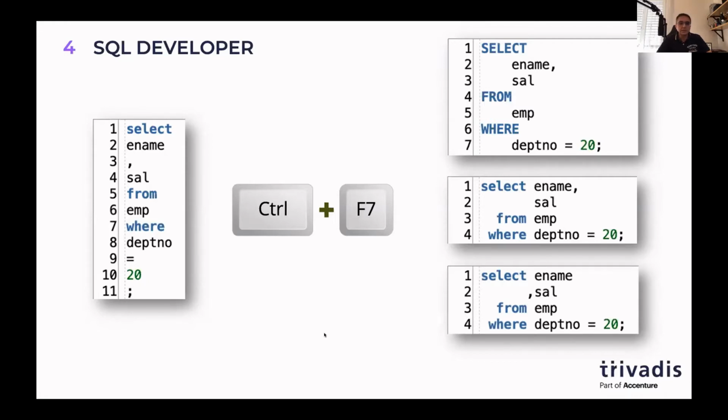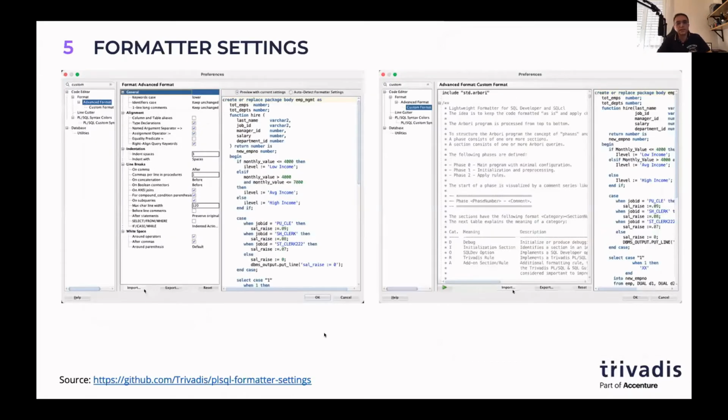This brings me to the configuration, the formatter settings. The formatter settings in SQL Developer are basically two things. You have so-called advanced format settings, where you can configure whether you want leading or trailing commas, the indentation, the line size, stuff like that, which you see here on the left side. Compared to other tools, this is quite minimal in what you can configure.